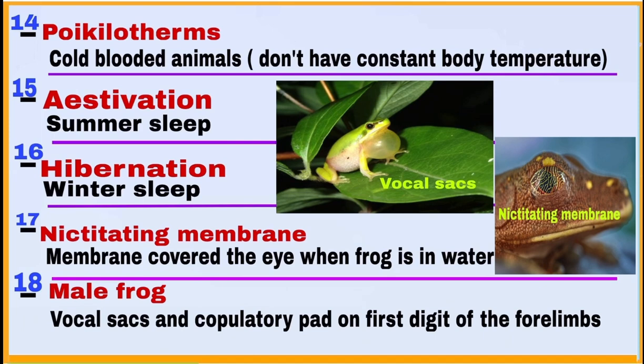Next, eyes of frogs are covered with a membrane called nictitating membrane. As frogs do not have eyelids, so nictitating membrane protects the eyes of frogs from water when frogs are in water. Next, in male frogs, vocal sacs and copulatory pads on first digit of forelimbs are present.